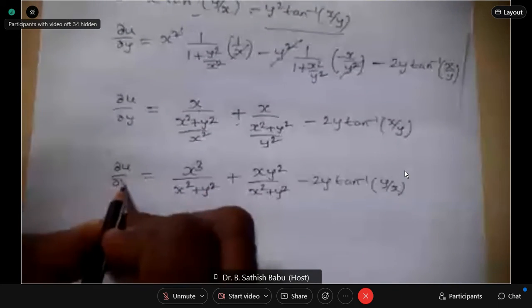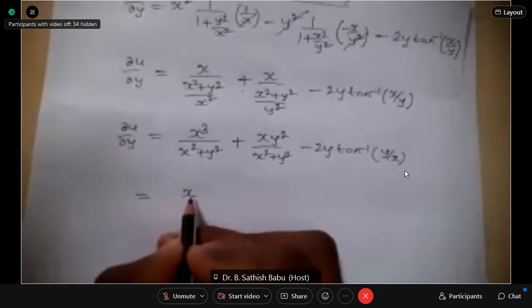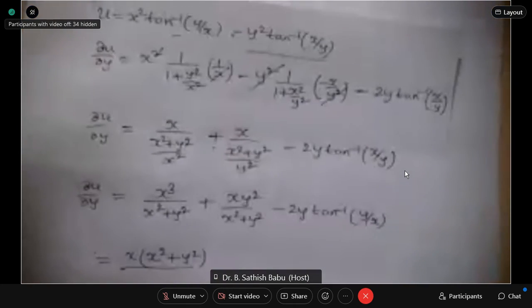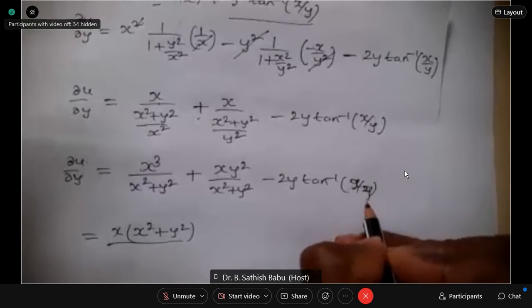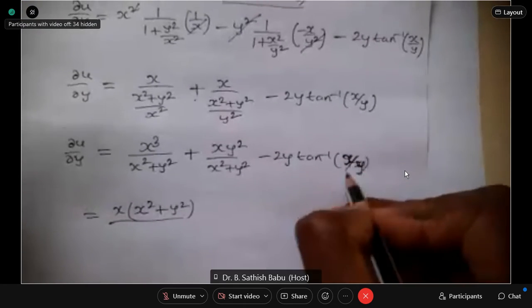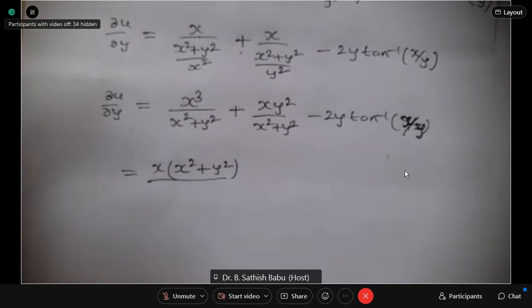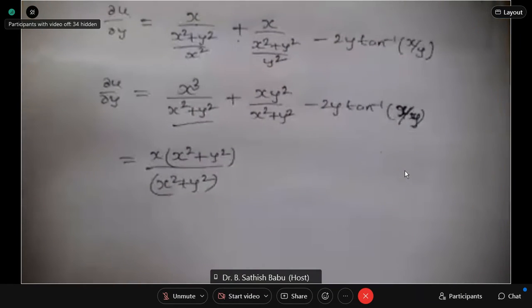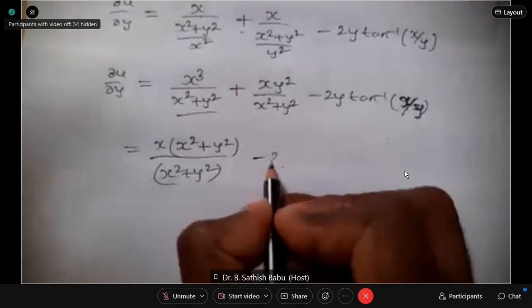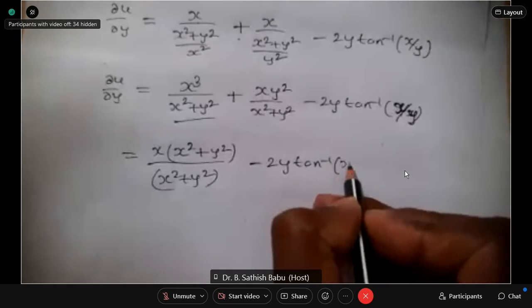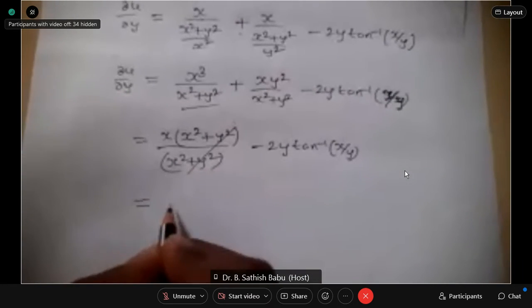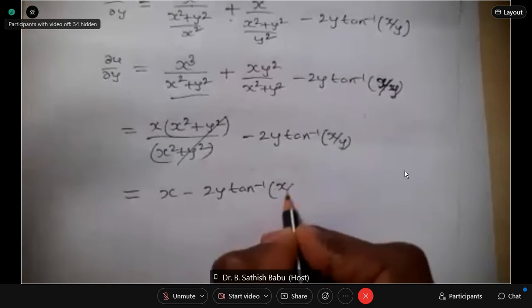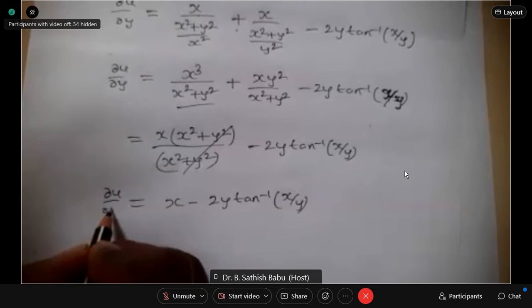Others, please respond. If I am going wrong somewhere, you can just let me know. Sir, it's tan inverse of x by y, no, sir. Okay. Everything else is correct? Yes, sir. Can we take x divided by x square plus y square as common in the first two terms? Yes, sir. Okay. Next, it just gets cancelled. We will be having x minus 2 tan inverse of x by y. This is our dou u by dou y.